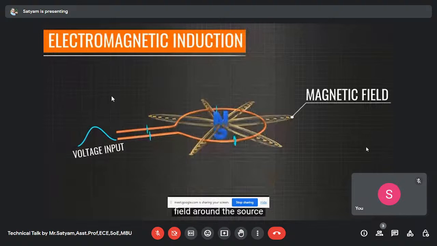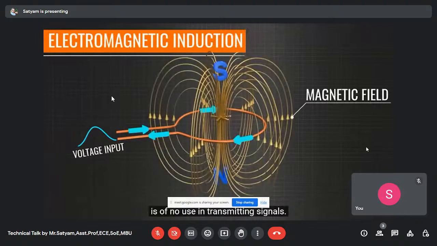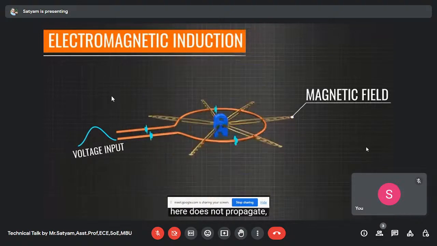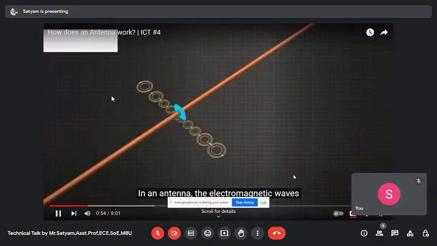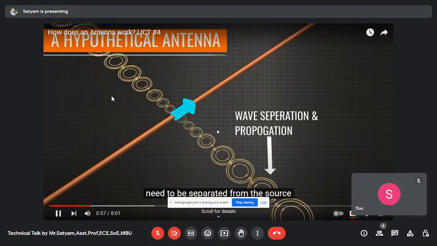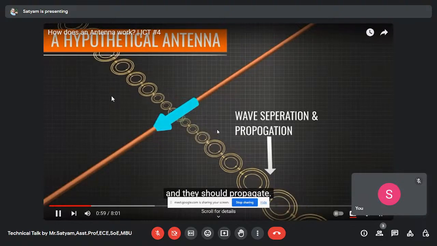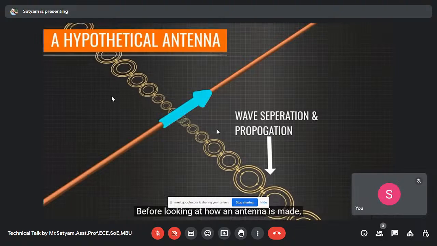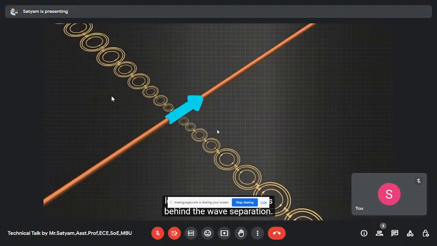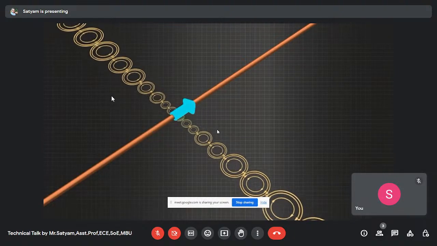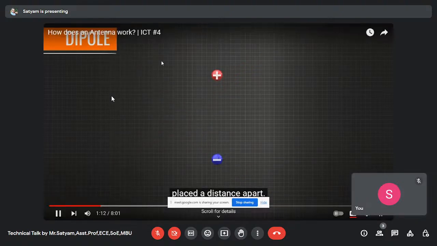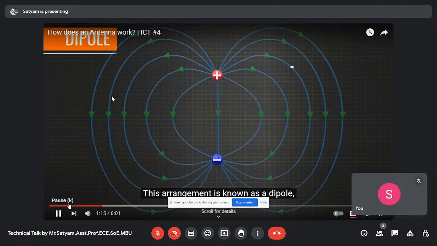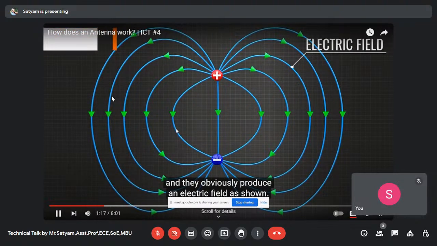However, this fluctuating field around the source is of no use in transmitting signals. The electromagnetic field here does not propagate. Instead, it just fluctuates around the source. In an antenna, the electromagnetic waves need to be separated from the source, and they should propagate. Before looking at how an antenna is made, let's understand the physics behind the wave separation. Consider one positive and one negative charge placed a distance apart. This arrangement is known as a dipole. And they obviously produce an electric field as shown.